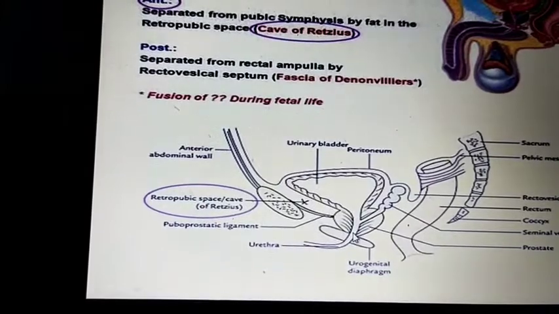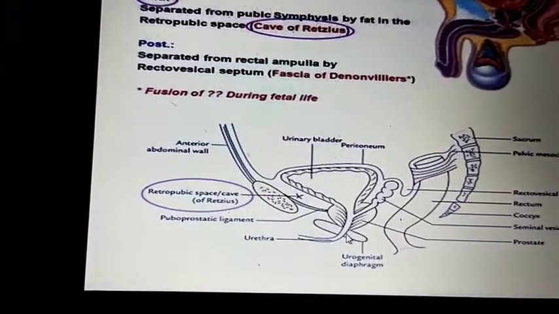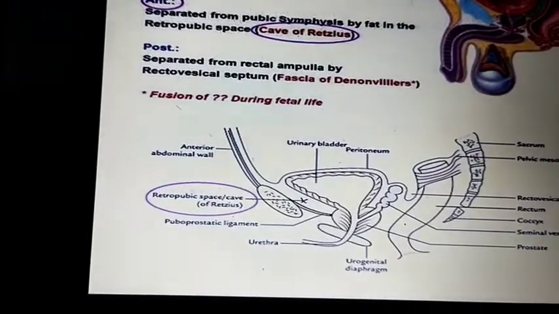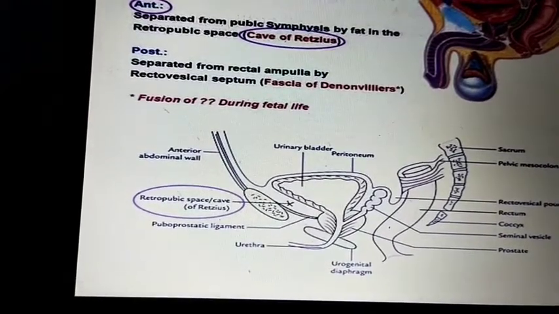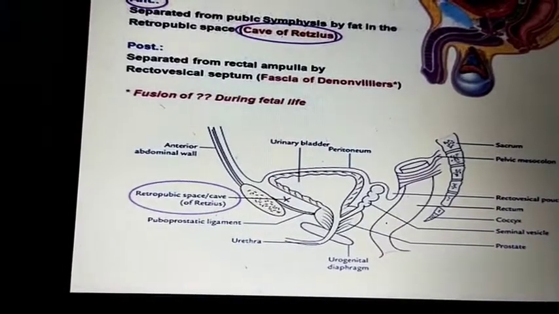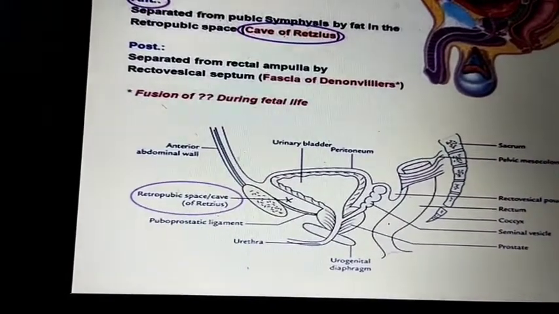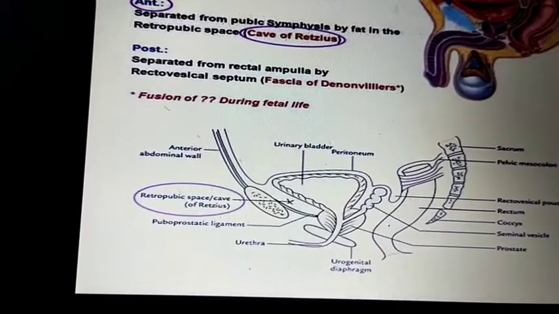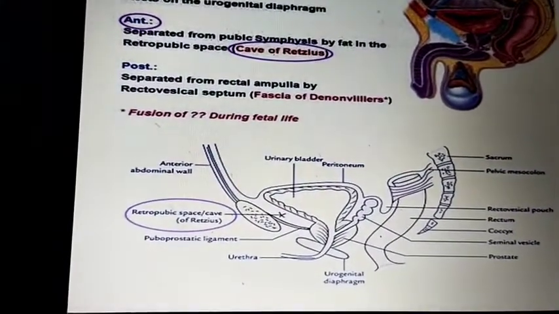The apex rests on the urogenital diaphragm, and it has surfaces. The anterior surface is separated from the pubic symphysis by fat in the retropubic space, and that space is called the space of Retzius. The posterior surface is separated from the rectal ampulla by the rectovesical septum, which is the fascia of Denonvilliers. This is about the relationship of the prostatic gland.